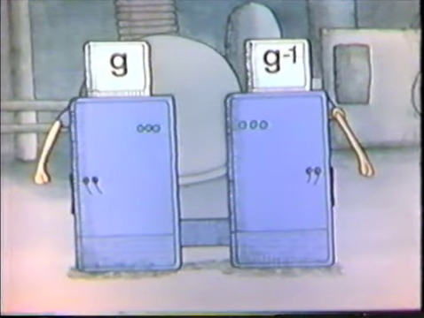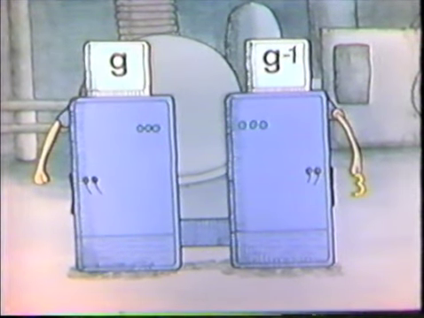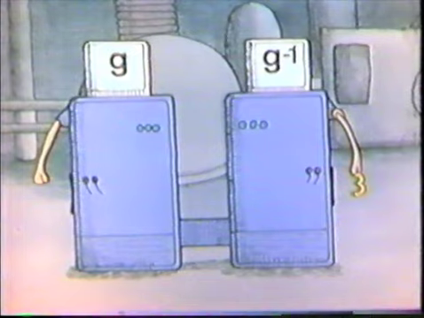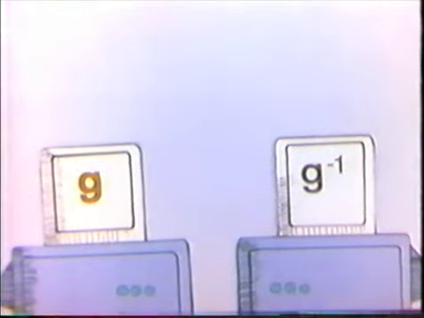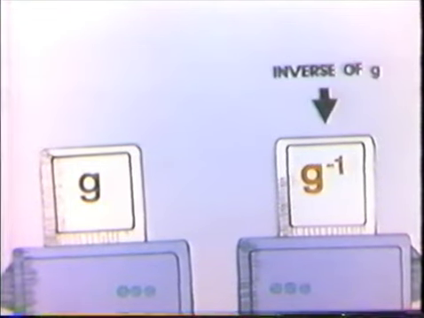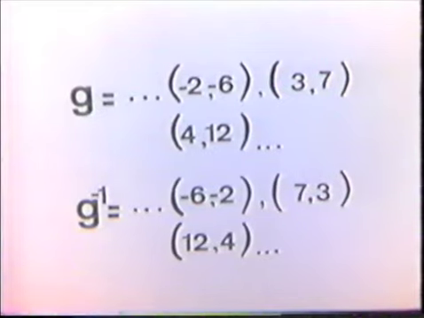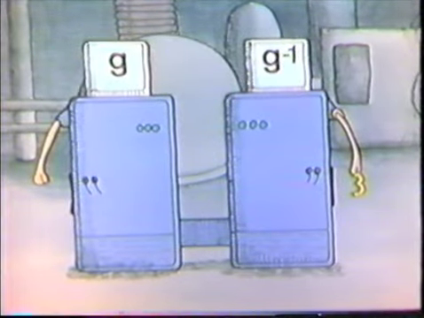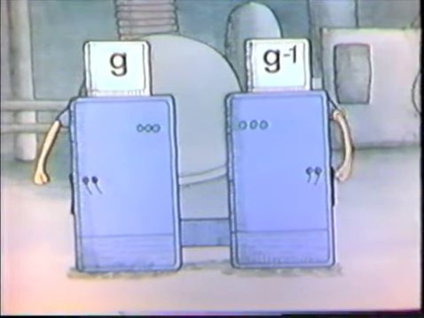Then some functions have an inverse function. What the one function does, the other undoes. Functions which can be undone are called one-to-one functions. And if we have a one-to-one function, g, the function that undoes it is called the inverse of g. Notice that the domain of g is the range of g to the negative 1, and vice versa. Of course, g is also the inverse of g to the minus 1. They are both one-to-one functions. They are inverses of each other.